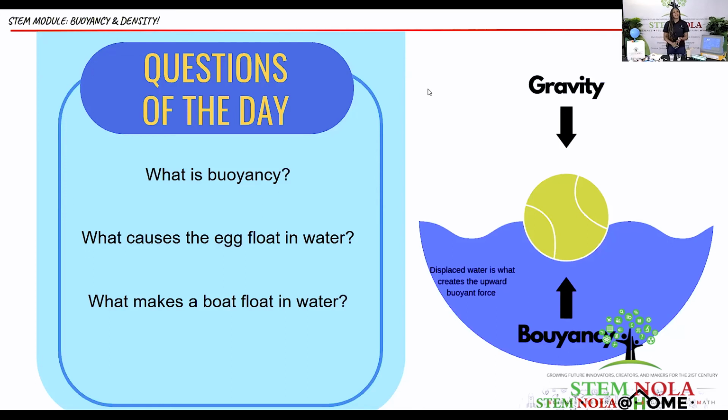Perfect, most of you got it right. Buoyancy is the upward force a fluid exerts on an object less dense than itself. Good job, guys. All right, for our second question, what causes the egg to float in the water? Density makes it sink, density of the egg is greater than the water, or density makes it fly. Let's see what you guys think. Get your answers in. I think you guys got this one.